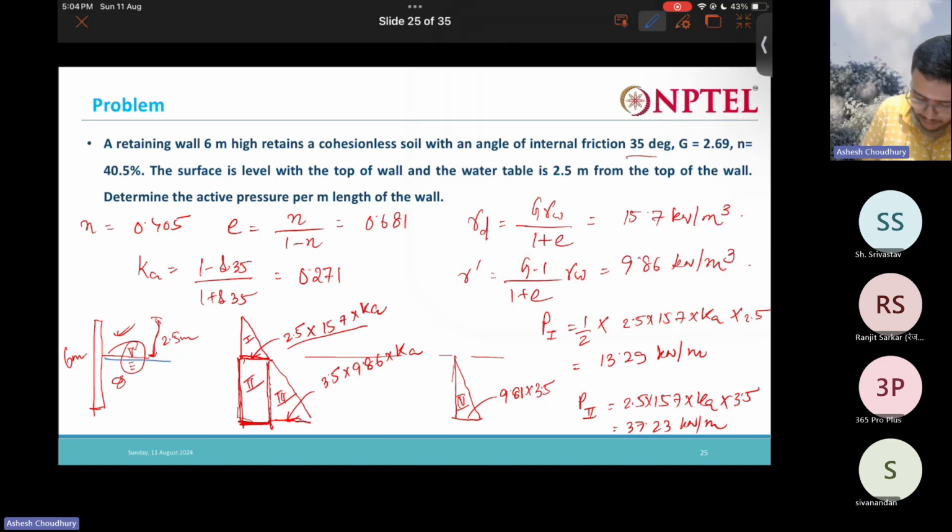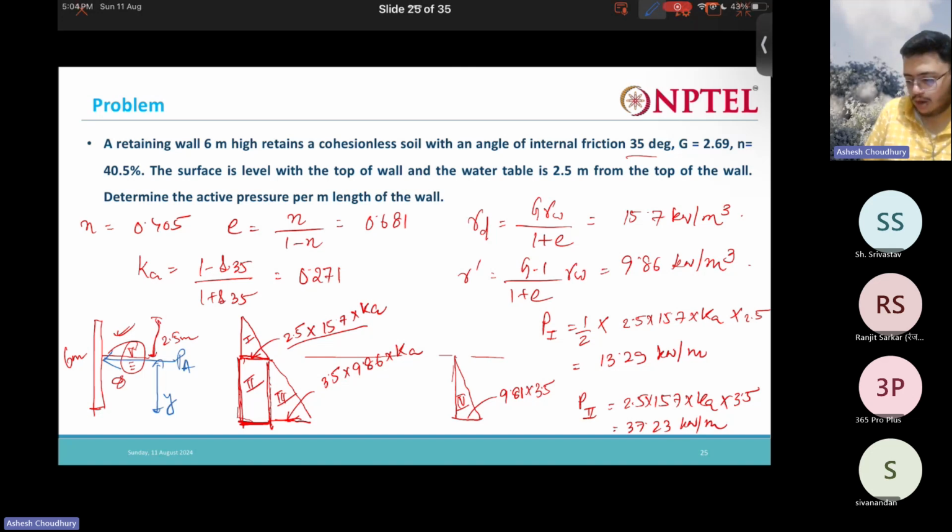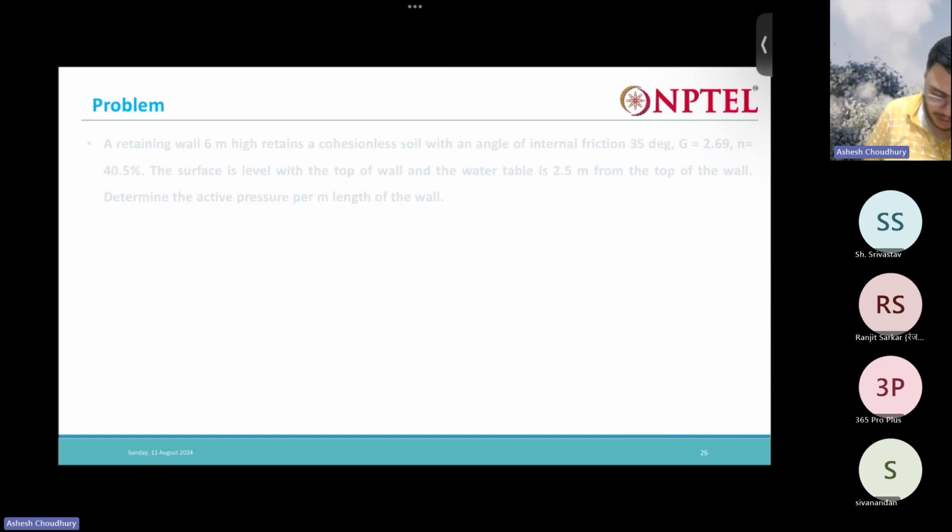It is acting somewhere in the line, right? So PA is acting at some height y from the base, right? But that y we need to find out. So to find that out, we just take the moments of all these forces from the bottom. So how do you do it?